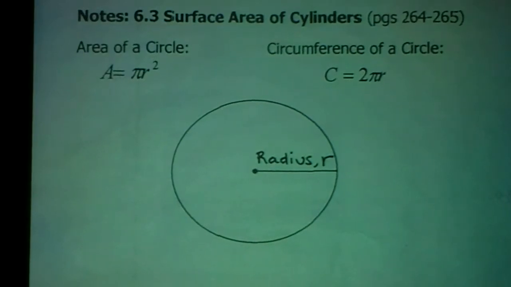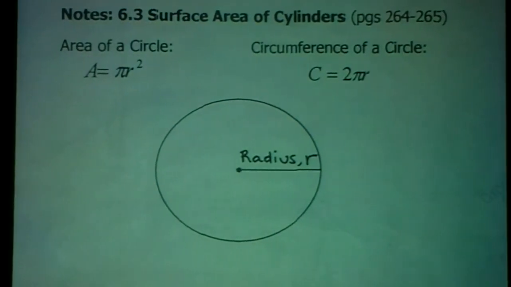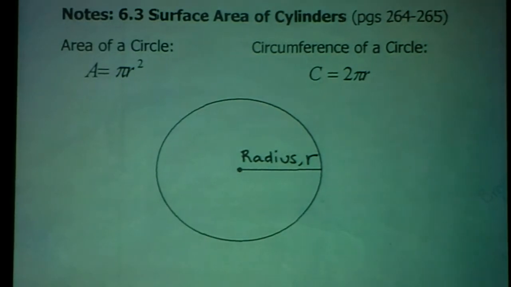7th graders, this is Mrs. Tremblay with lesson 6.3 on surface area of cylinders. If you're following along in your book, you're going to want to open up your book to pages 264 and 265. Make sure you have your note sheet that you were given in class today. You definitely need to have a calculator, something to write with, always a good thing.